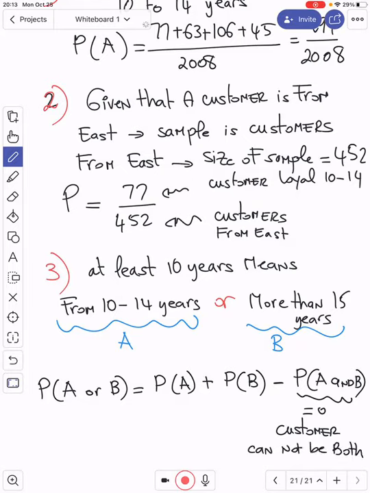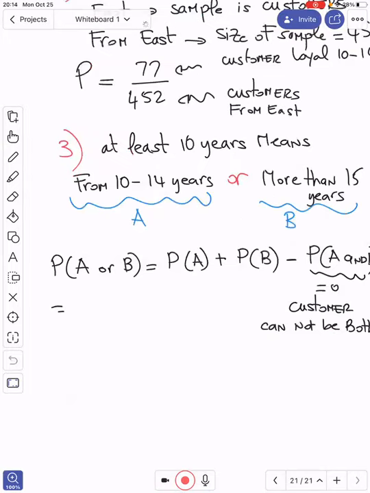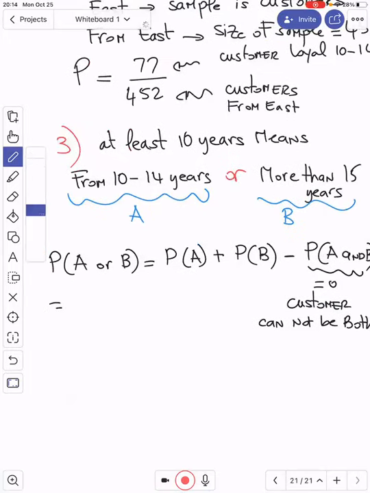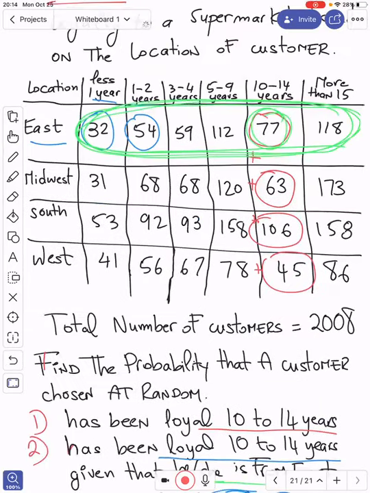Now, for the probability of A, this is the probability that a customer has been loyal from 10 to 14 years. So the frequency of the event, how many customers have been loyal from 10 to 14. This is like in the first question, I think. So the total number is 291 over, since our customer is just a random customer, the total number of 2008 customers. Plus B. So the total number of customers who have been loyal to the supermarket for more than 15 years.